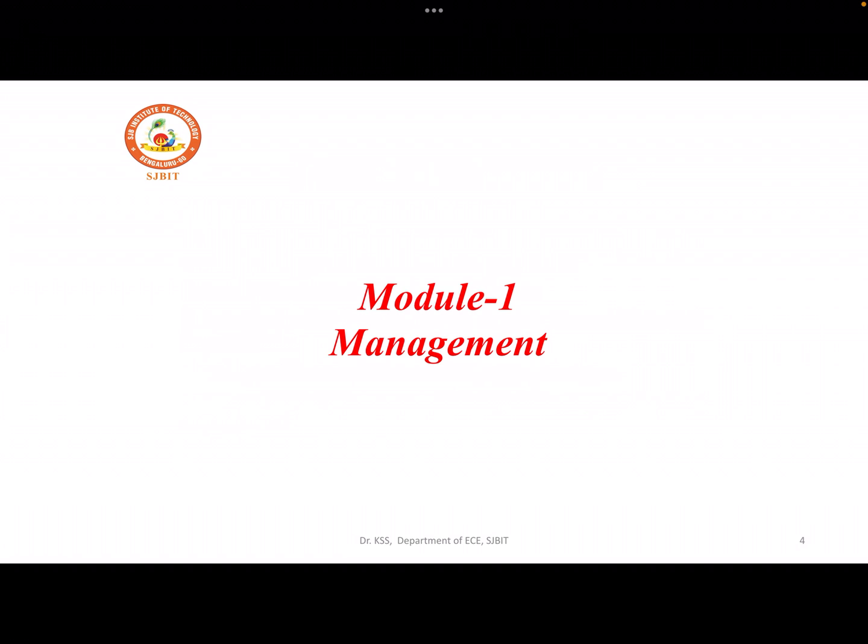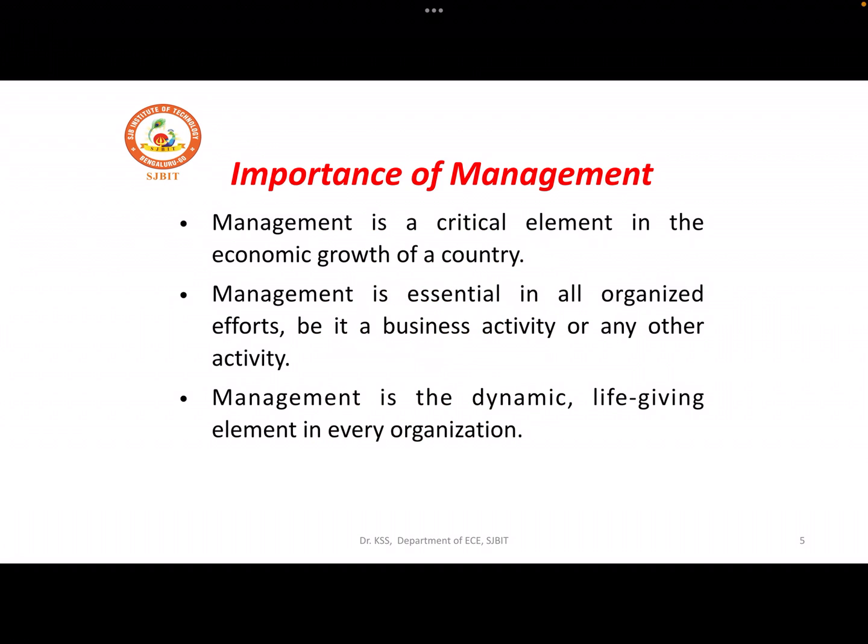Let us start with Module 1, management. The importance of management. Why is management important? Why do you need to study it? Management is a critical element in the economic growth of a country. Definitely, if you don't manage properly, the country will not grow. You can see the neighboring countries of our motherland. Because of mismanagement, they are not growing economically.